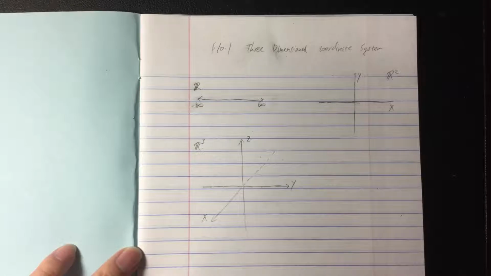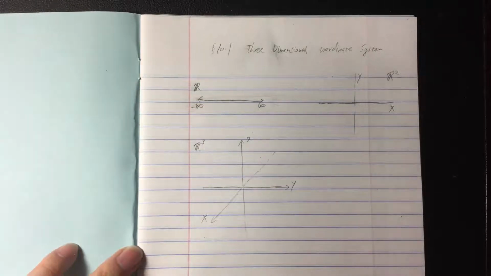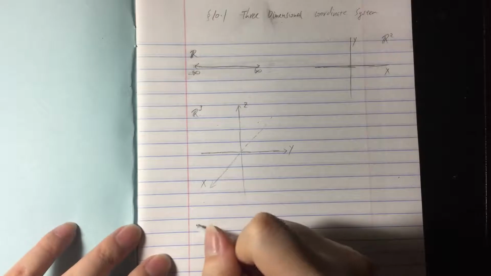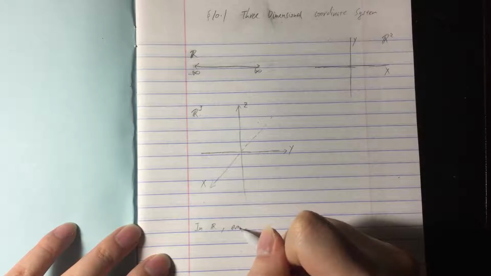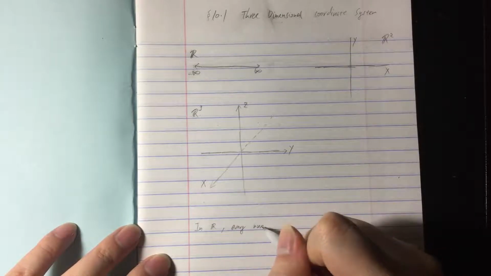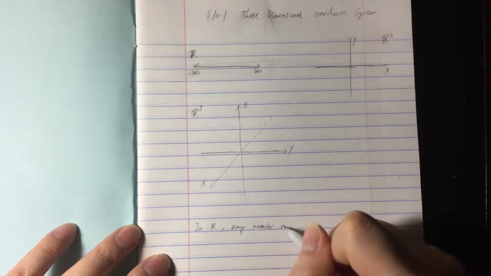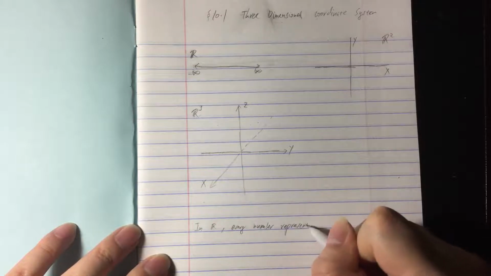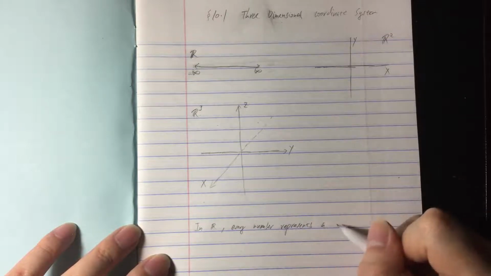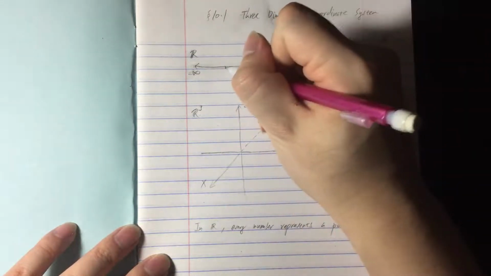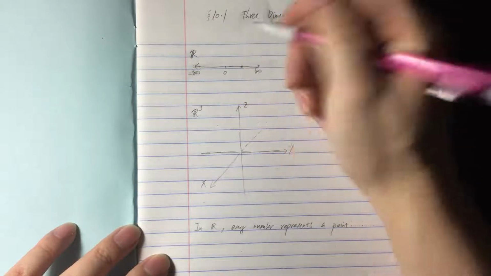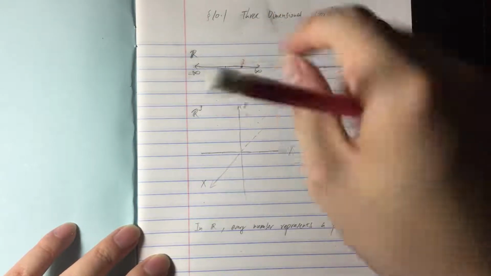Next, let me show you how to plot points. In general, in the real line, in R, every number represents a point. For example, 0 is here. Say number 3 is somewhere on the line. Every number represents a point on the line.